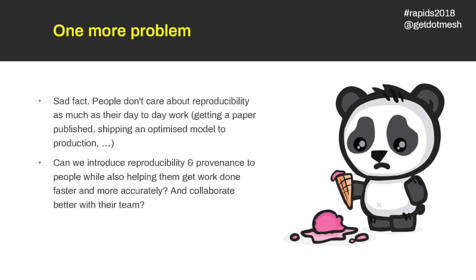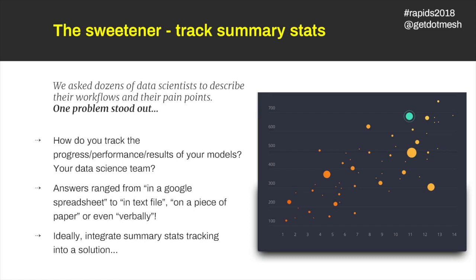So what I think we should try to do is find ways of introducing reproducibility and provenance to people while also helping them get work done faster and more accurately, and helping people collaborate better with their team. And so I propose, or we propose at dotscience, that in addition to tracking reproducibility and provenance, tools that do this should also help you track summary statistics. And thanks to Kate at the back, who came up with this idea. The idea here is that when we were looking at data science as a market opportunity, we spoke to dozens and dozens of data science teams and asked them to describe their pain points.